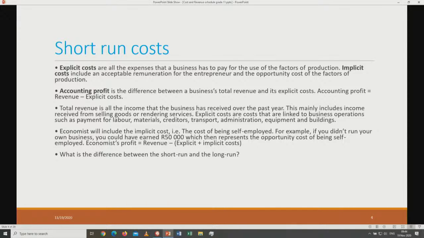Now, coming to the real topic, what's the difference between the short and the long run? Because remember, our topic is highlighted there in blue. It's short run cost. But I'm going to do both short run and long run cost. Now, what is the difference between the two? Firstly, we are looking at a period short run as well as a period long run. What's the difference between the two periods?